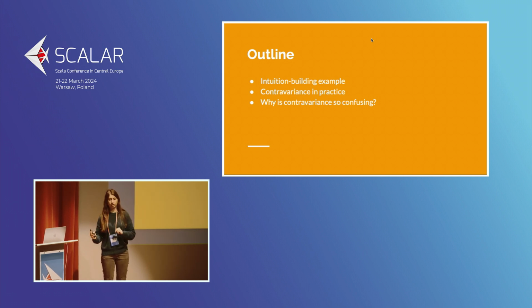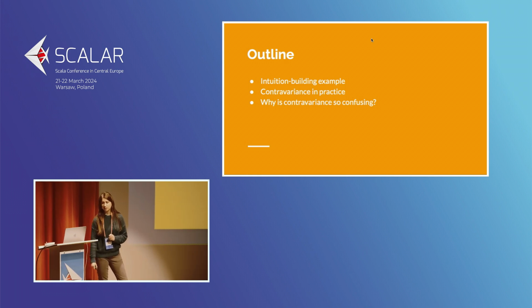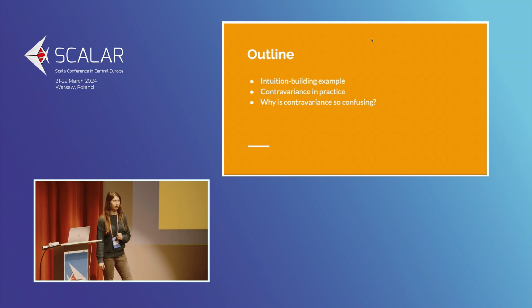We'll cover both covariance and contravariance, and hopefully if you come out with anything from this talk, it'll be that example you can remember and refer back to when you're not sure which of the two to use. Then we'll look at a couple of examples of where contravariance is actually found in practice, outside of that toy example. And we'll end by asking ourselves, why is contravariance so confusing?